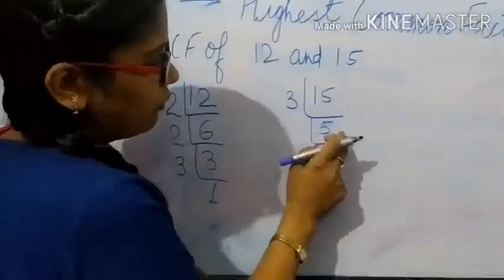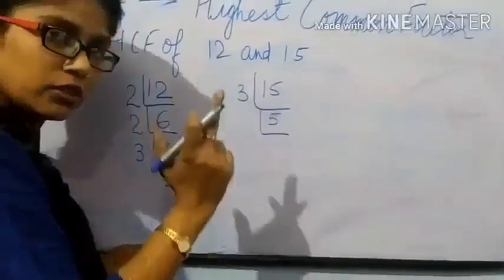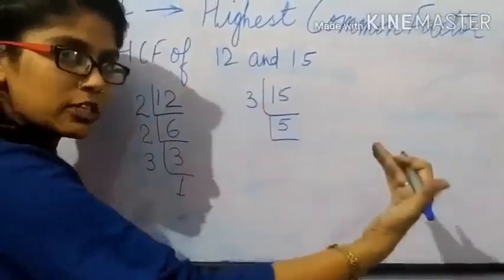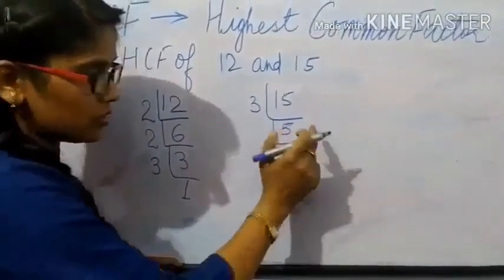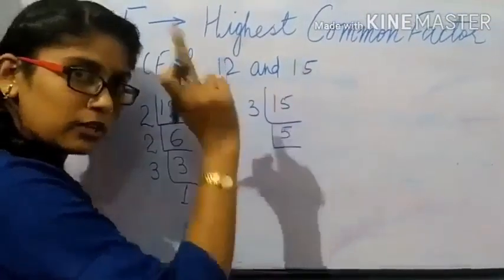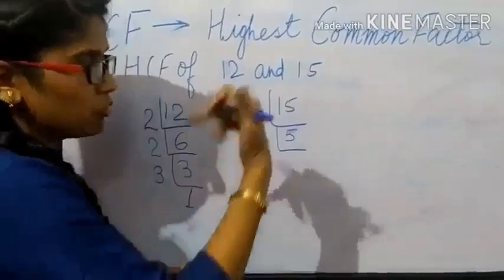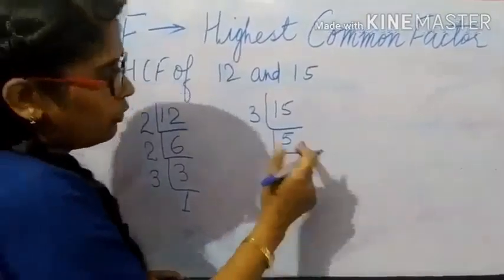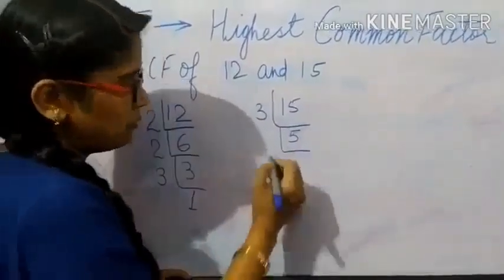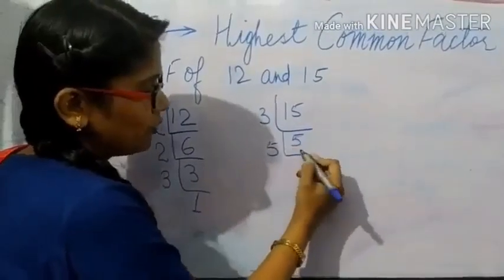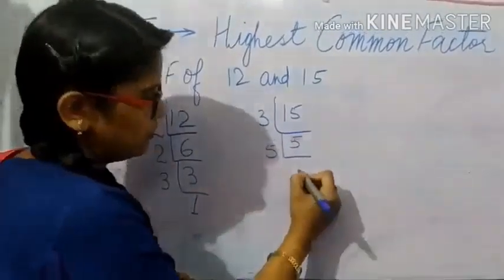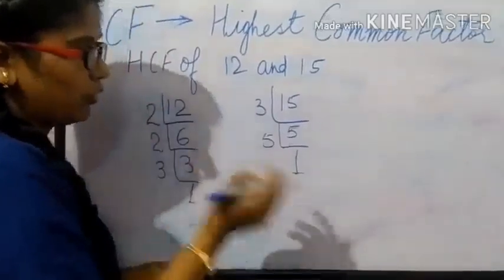Now 5 will not be divided by 3. So we have to move to the next number, 4. 4 will also not divide, since 4 is an even number and 5 is odd. So we will move to the next, 5. 5 will divide 5 in 1 time completely, because 5 comes in the table of 5. So 1.